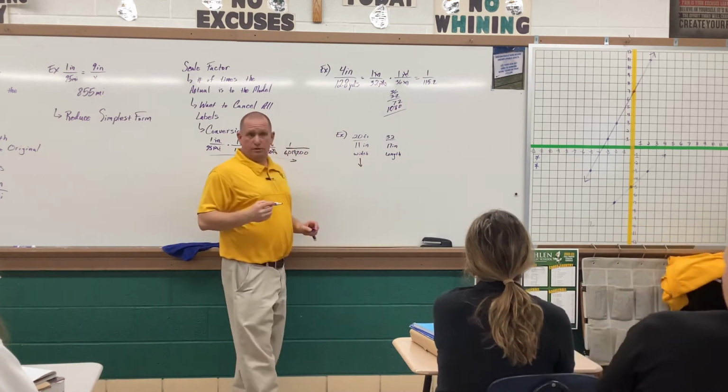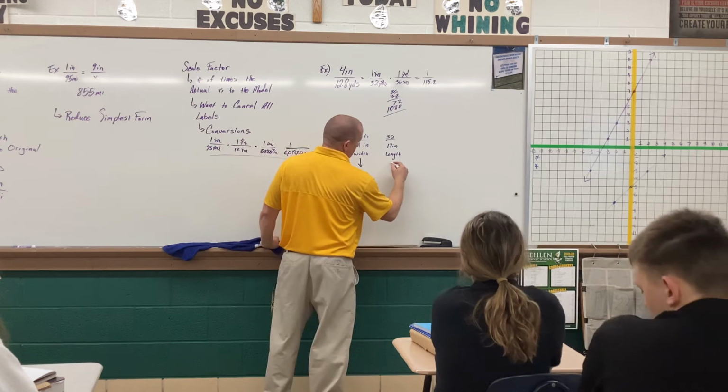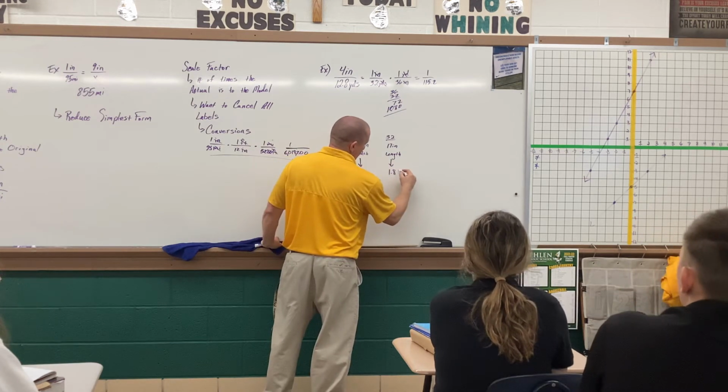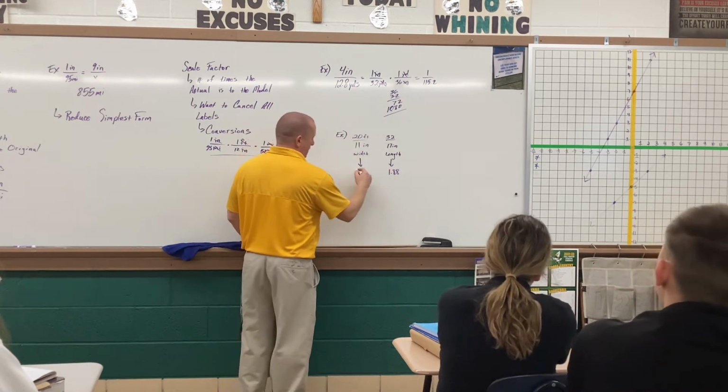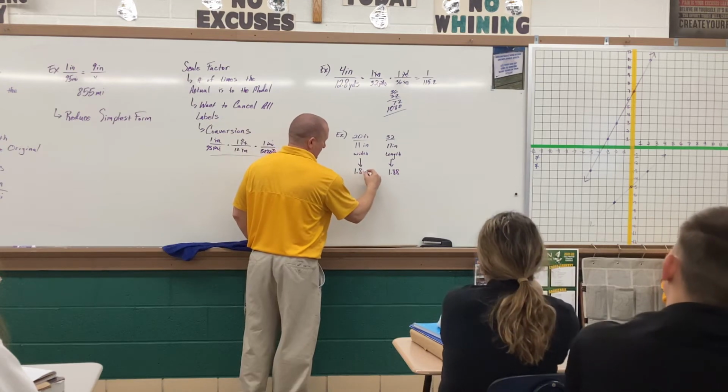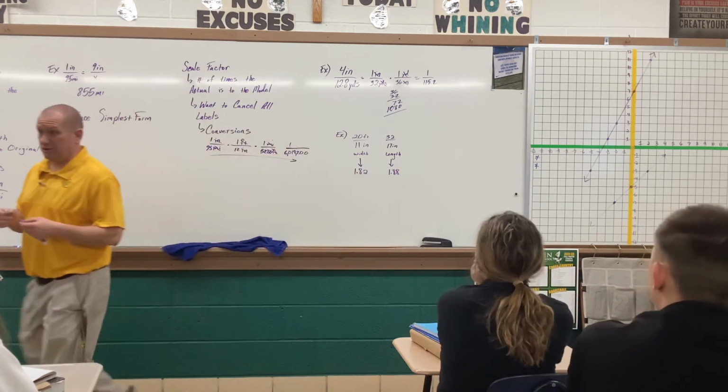1.88. Which one did you do? The second one. How much did you get? 1.88. The first one, Gabriel? One is 1.82. 1.82. Okay, everybody see what we're doing there?